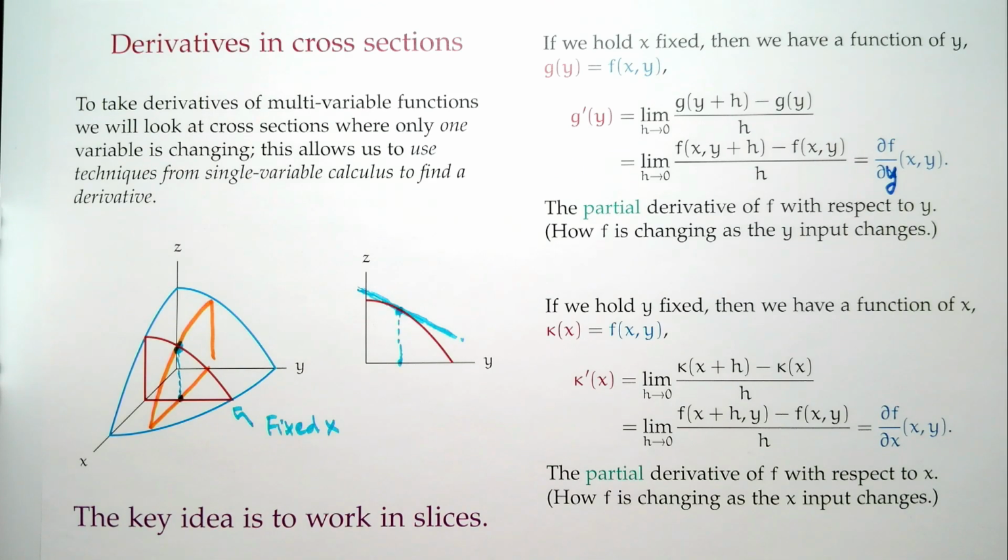Now, the reason we call this the partial derivative is we're asking how the function is changing as we change part of the input, because there are multiple inputs. In this case, we're either saying how is it changing with respect to the second input, y, or how is it changing as we change the first input, x. So the moral is we take these derivatives one variable at a time.